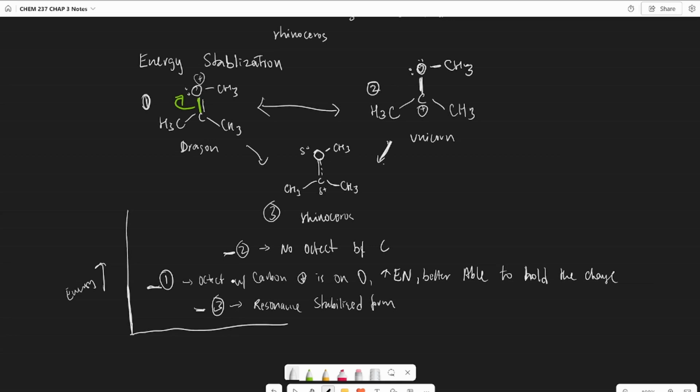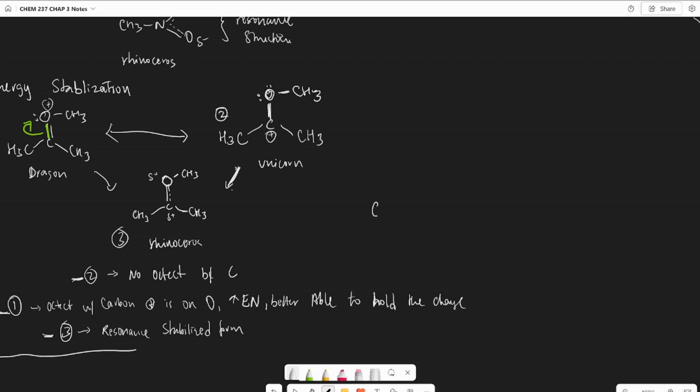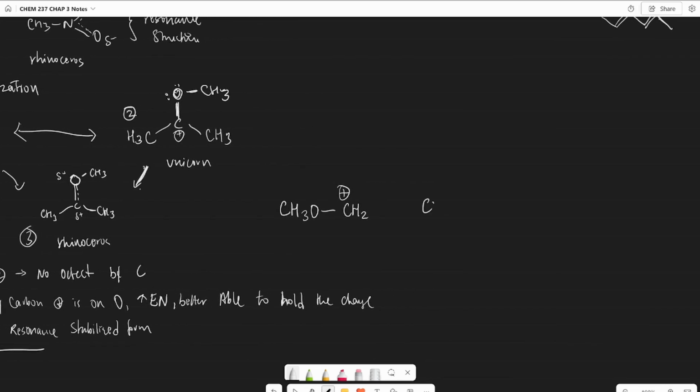So if I give you another example where you have CH3O, CH2 plus, versus this one, CH3O, CH2, with this guy having a plus. Which one would be more stable? This guy would be more stable because you have carbon in the octet configuration. Carbon is in an octet, and the positive charge is on oxygen.